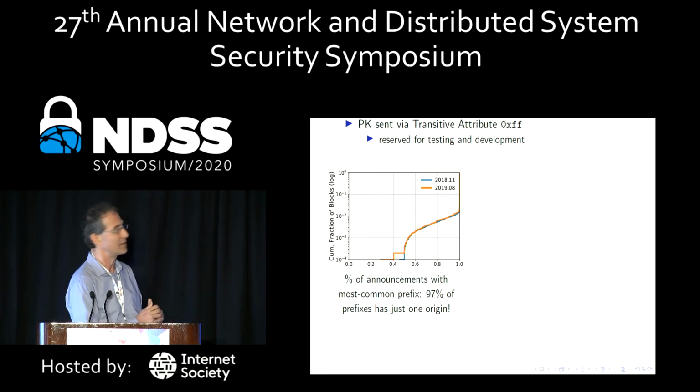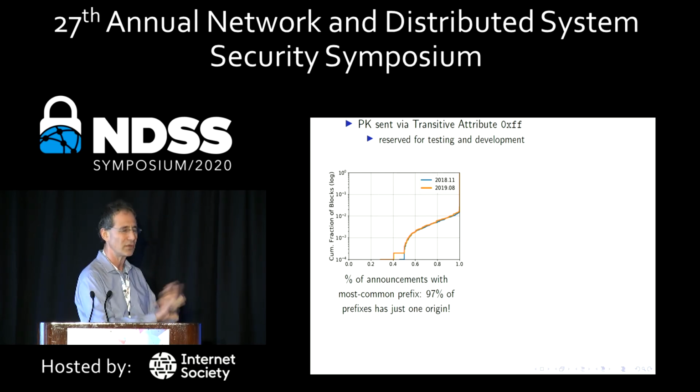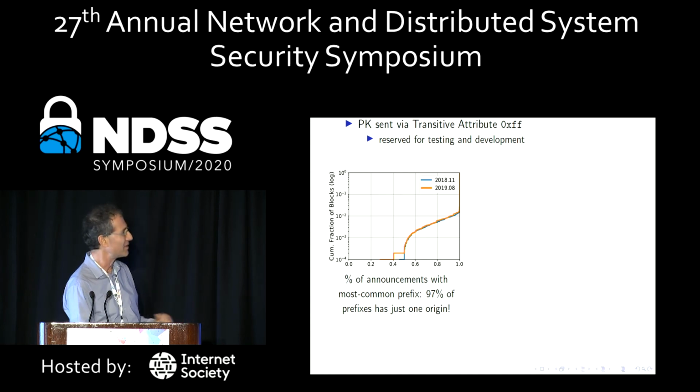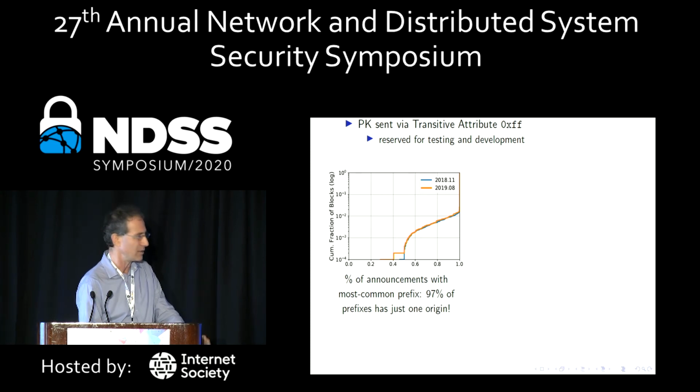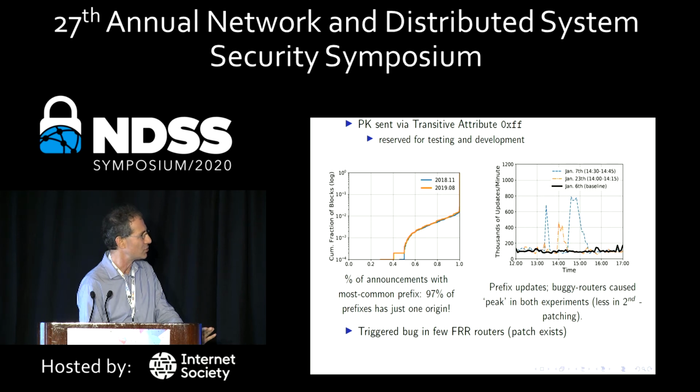We use a specific transitive attribute which is designed for testing and development, okay? So it is designed for all kinds of test and experiment and so on. So that, well, you see in a moment why I mentioned this. Okay, I focus so much on it. And as you can see, most of the announcements are actually received with this prefix, like 97% receive with only one origin, so that should work.